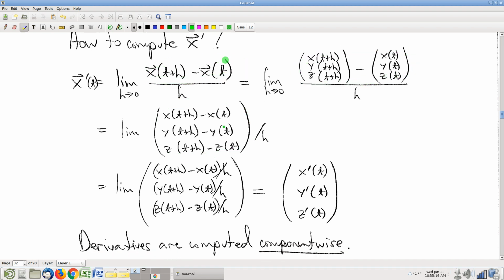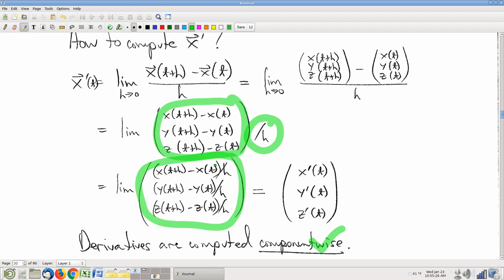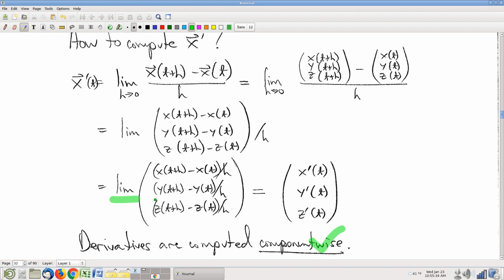Okay, now the next thing I have to do to this difference that was computed component-wise is I have to divide by a scalar. That's done component-wise. Right? That's just the rule for how you multiply a vector by a scalar. And then lastly, now I've got to take a limit of this vector-valued expression.